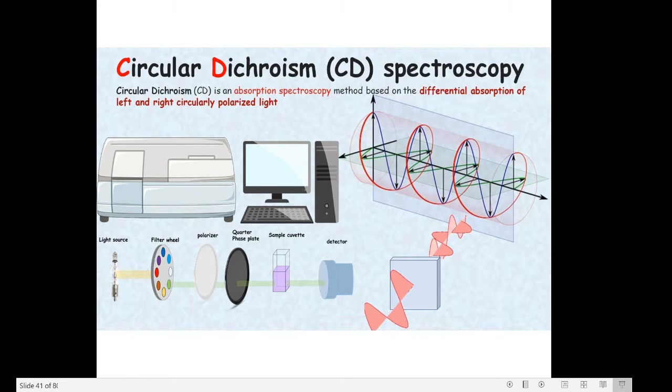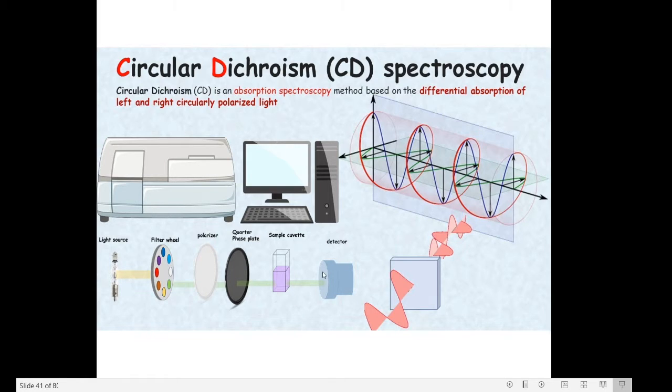spectroscopy. This CD spectroscopy is an absorption spectroscopy. It has different parts. There is a light source. This light source passes through the filter wheels. These filter wheels filter the light and pass it to the cuvette holding the sample, which helps to understand the protein structure.